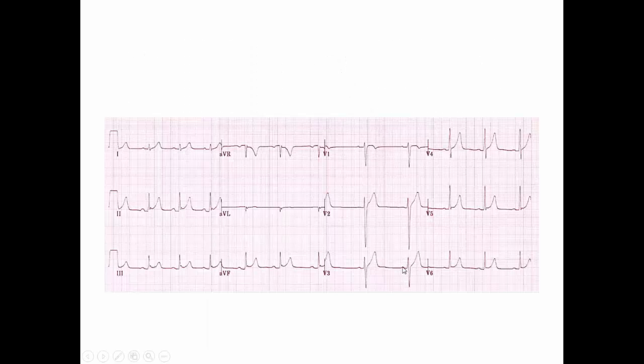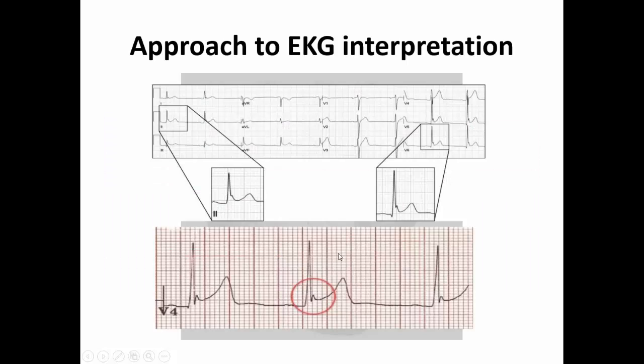Here's an example of early repol. If you take a look at V2, V3, V4, you see a little bit of ST elevation, but you've got this concave ST segment. It kind of looks like a J. You also see it in the inferior leads as well.